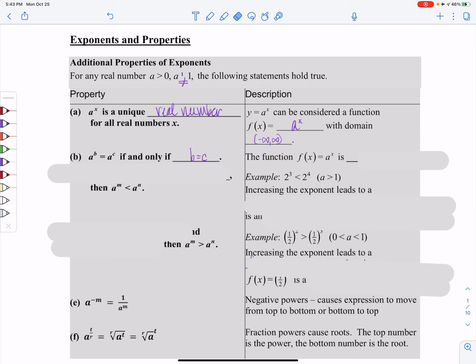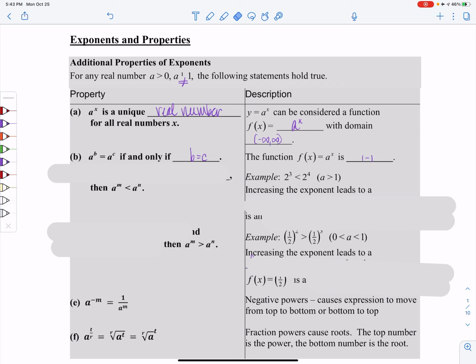And the reverse is also true. If my powers are equal, then my bases must be equal. This is another way of saying that my function is 1-to-1, but property number 3 is quite important. Or property letter C, excuse me.